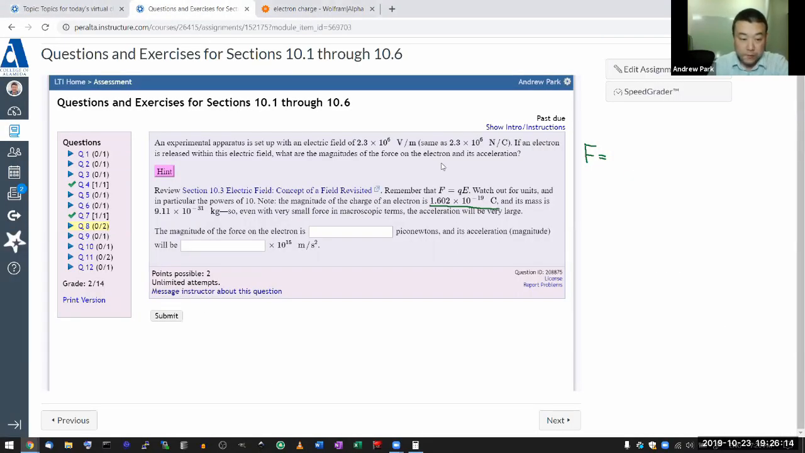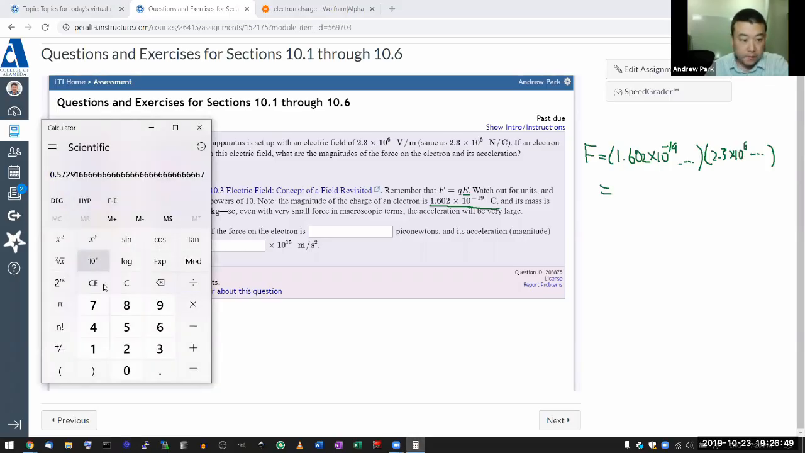So the electric force on the electron is that amount of charge, 1.602 times 10 to the minus 19. And I'm just going to trust the units will work out, so I won't write it down. Times the electric field, which is 2.3 times 10 to the 6. And I'm going to trust that units will work out. All right, so for the force, let me multiply that out and see what I get. I'll use the calculator here.